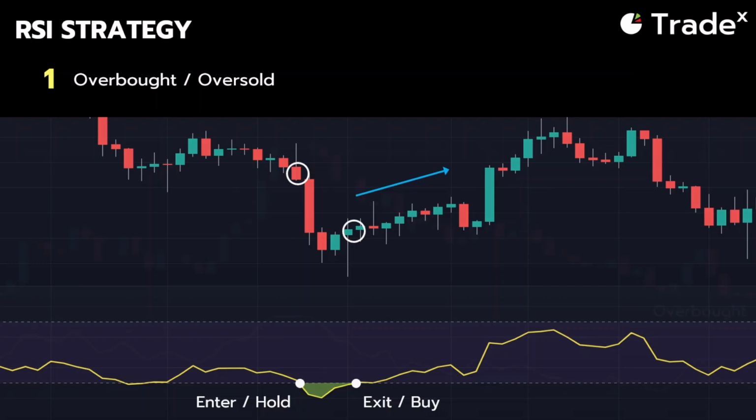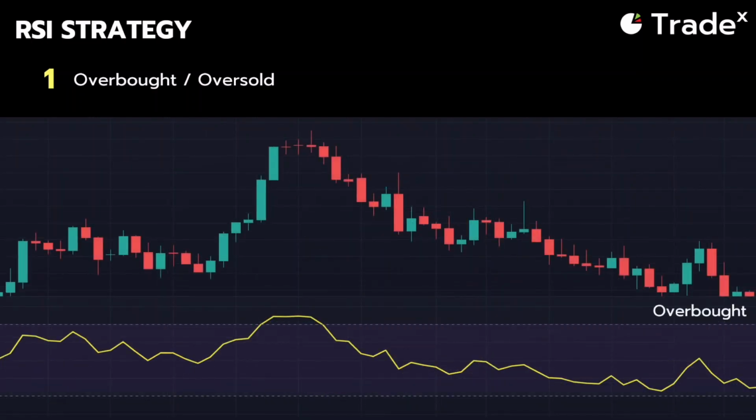The idea is the same for an overbought condition. When the RSI enters the overbought zone highlighted in red, it suggests that the price is excessively high and might be due for a pullback. As with the oversold scenario, it's best to wait until the RSI exits the overbought zone before making a trade. This approach ensures that the price has confirmed a potential reversal and is showing signs of weakening.